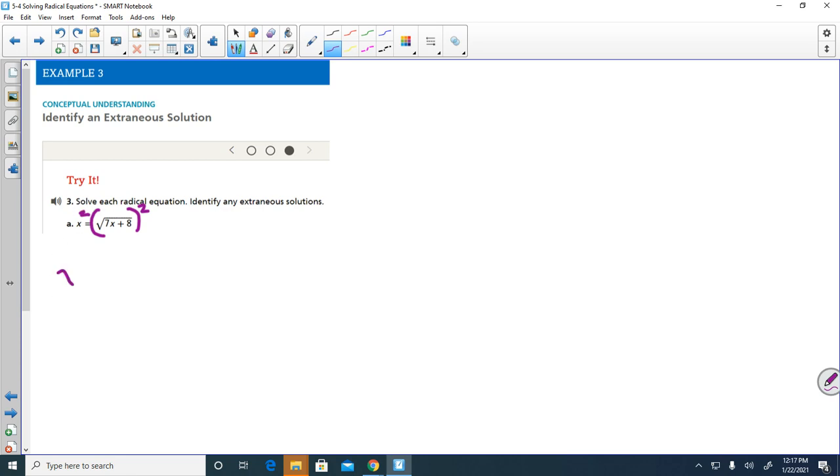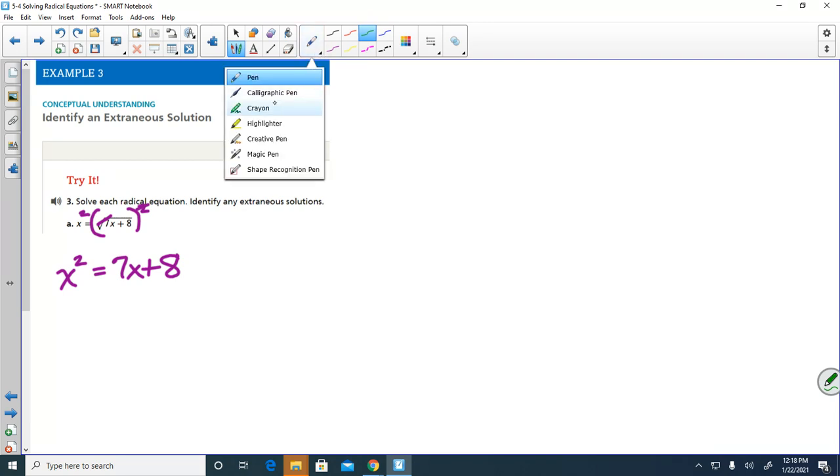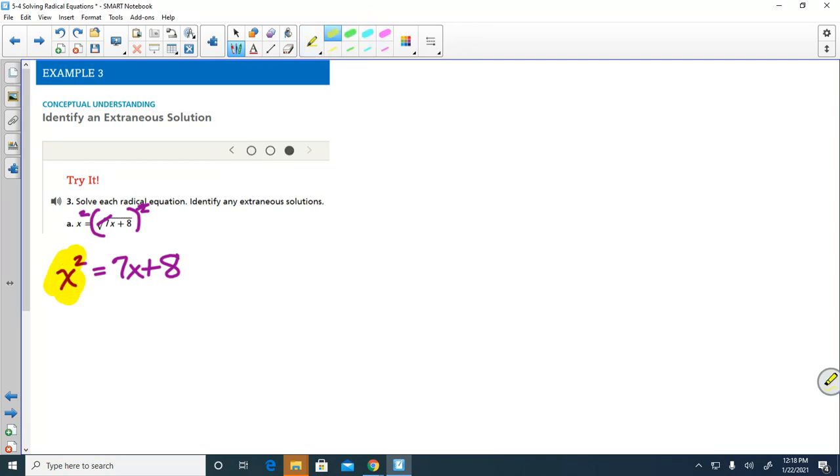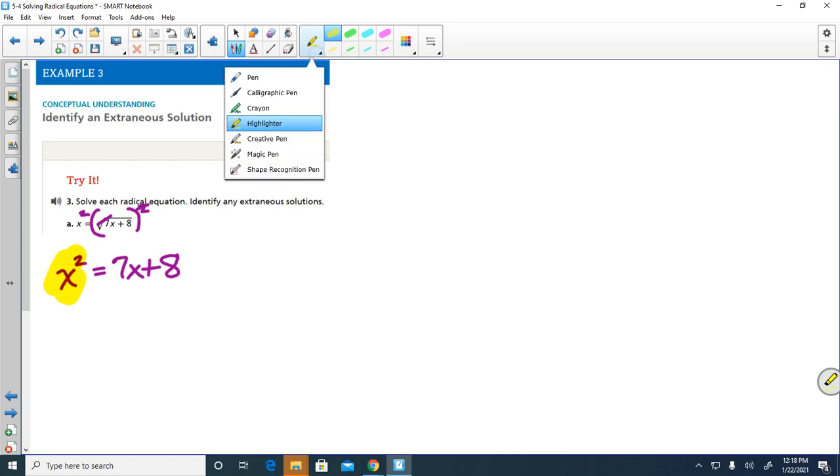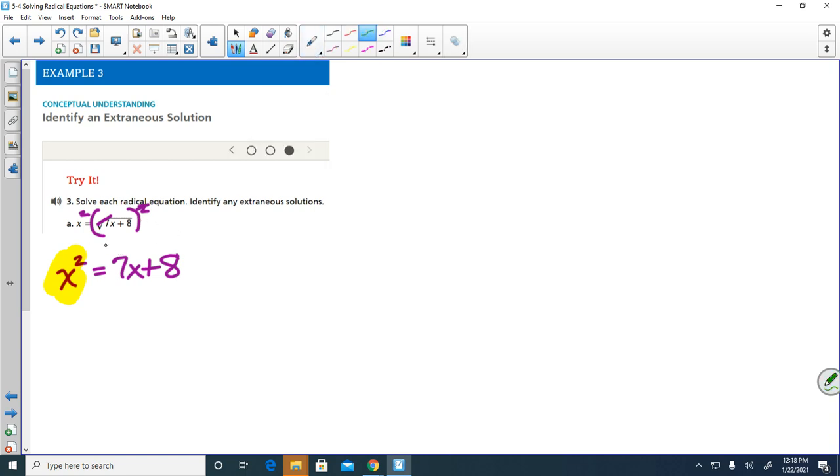So the left side, x squared. The right side, I'm squaring a radical, so I'm just left with 7x plus 8. And now I want to try to solve. But I notice, my highlighter here, I notice that I have an x squared. And x squared indicates that I have a quadratic equation. Since it's quadratic, that means I need to solve it using those quadratic equation solving methods.